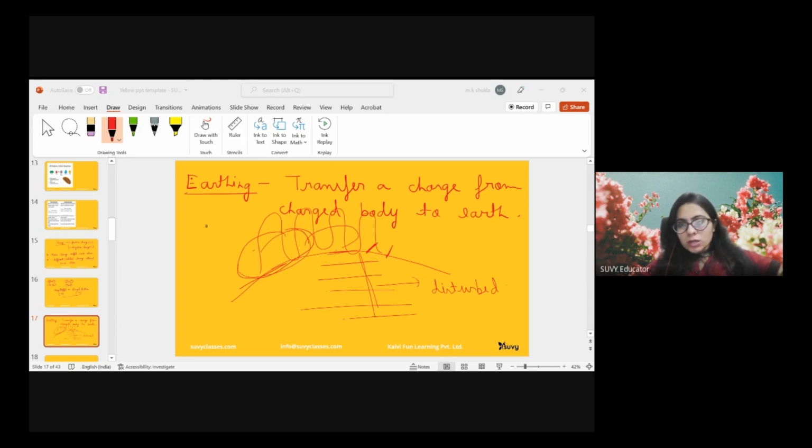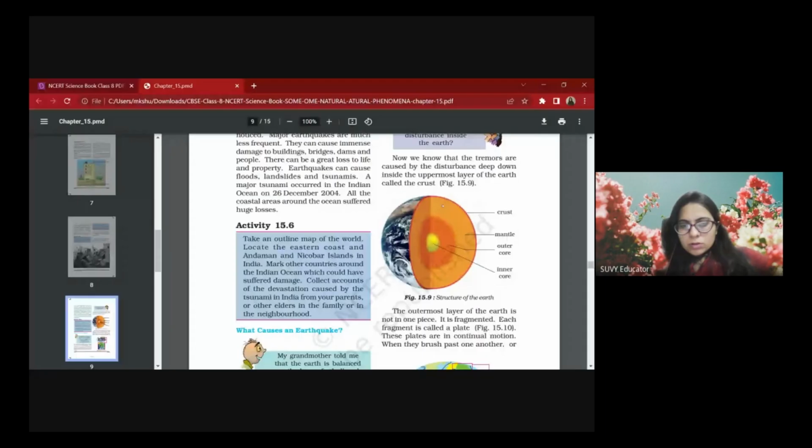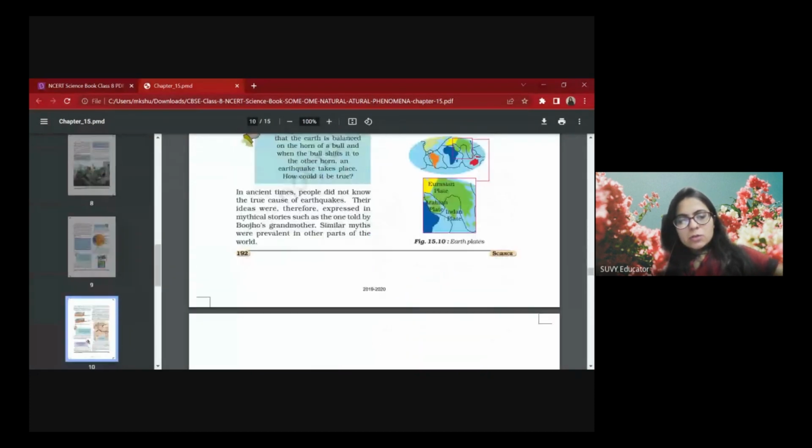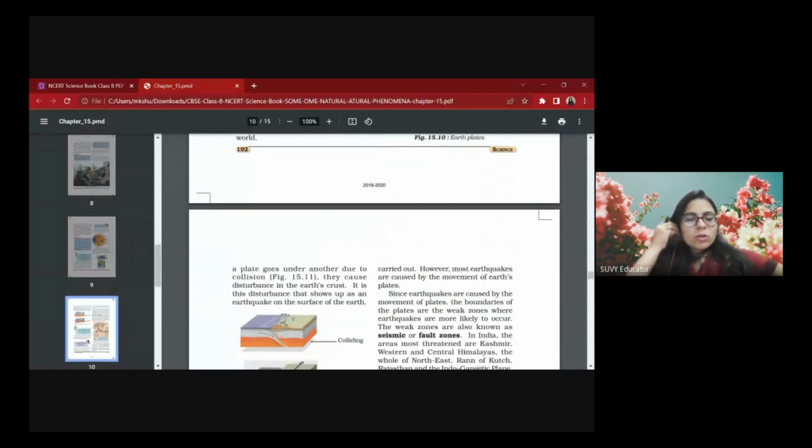The shakiness and the tremors of the earth are caused by a disturbance deep down inside the uppermost layer of the earth. In the earth crust there is a disturbance caused due to shaking. The outermost layer of the earth is not in one piece; it is fragmented, and these fragments are called plates. When there's shaking and trembling in the upper portion, the deeper portion will also get disturbed, and it will cause the earthquake.